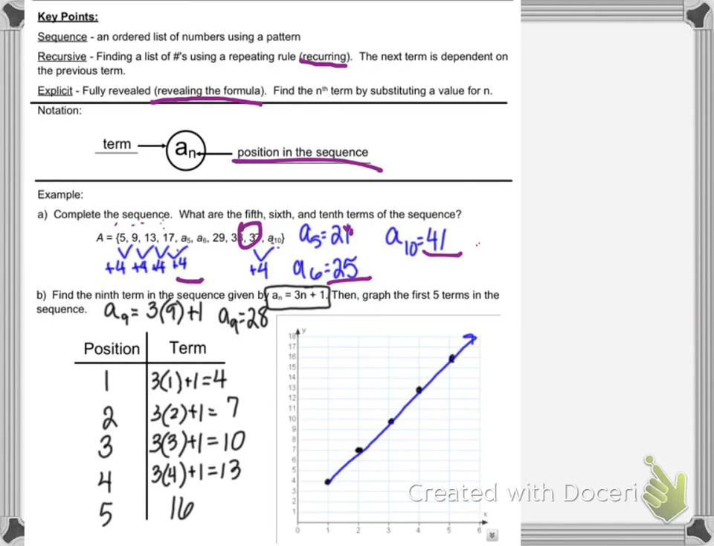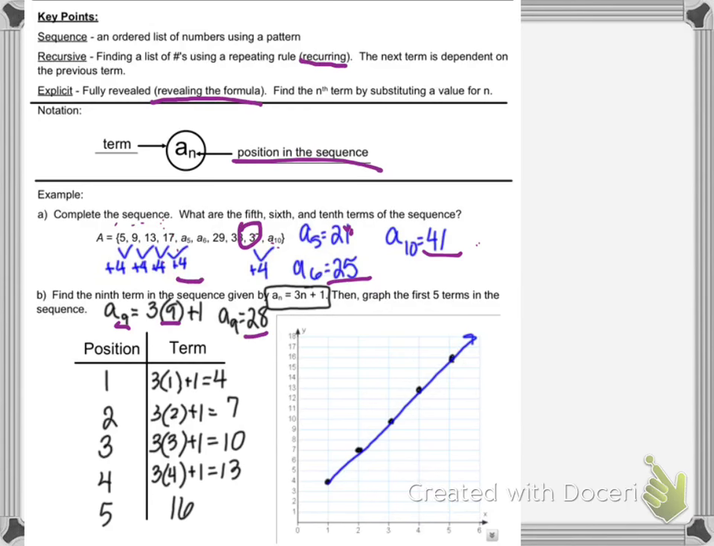Find the nth term in the sequence given by a sub n equals 3n plus 1. So just like y equals 3n plus 1, but just a sub n. Then graph the first 5 terms in the sequence. Alright, so find the 9th term. All we do is plug in 9 for n. And we got 3 times 9 is 27, plus 1 is 28.